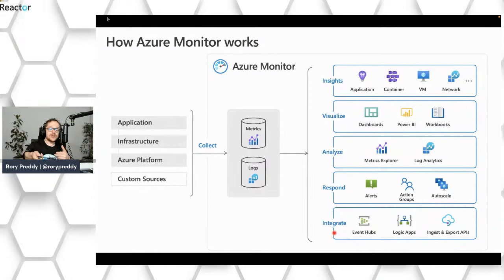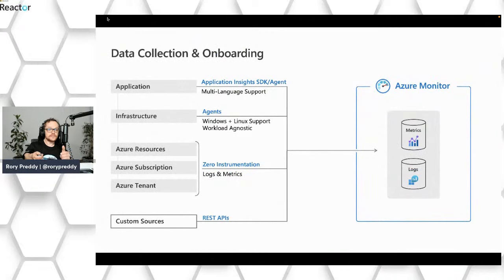And then finally, you're going to integrate. So on your alerts, you might want to send some data through to Event Hubs that you can send to downstream systems. You might have Logic Apps, which might even send a tweet or an SMS to administrators, and then ingest and export the APIs and send down to third-party systems.